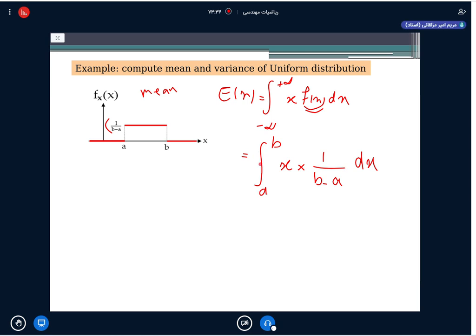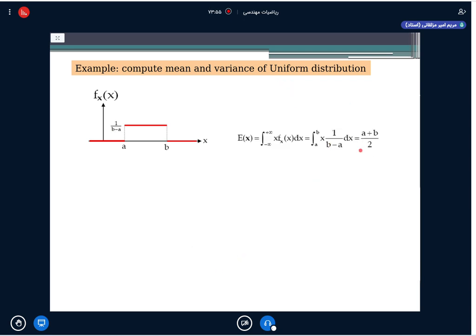So we should compute this integral. How should we compute this? You know that the integral of x is equal to x to the power of 2 divided by 2. And we should replace a and b in this formula. If you compute this integral, the mean is equal to (a plus b) divided by 2.